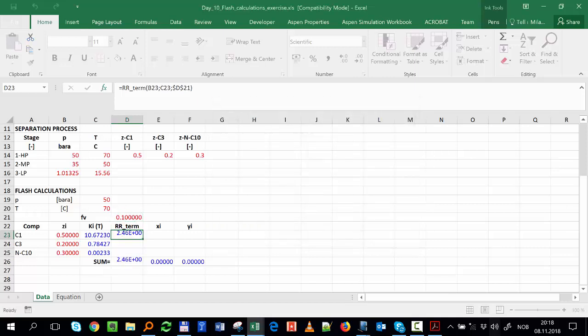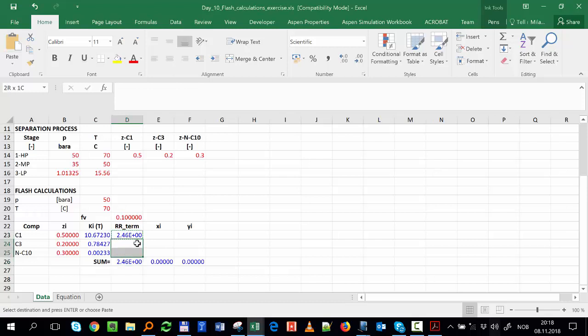Okay, you see the term is 2 point something, and then when I copy and I paste, it gives you 2, which is not correct. That should give you 0. So that's the number we have to drive to 0. Xi and Yi?